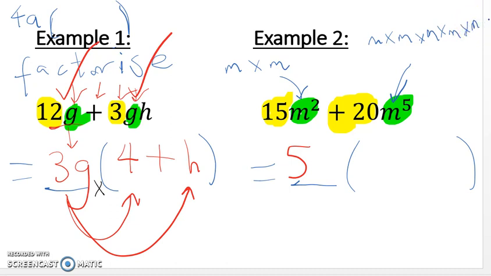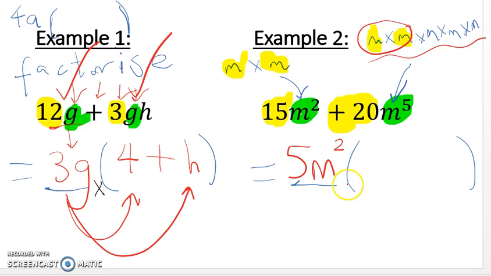Okay. So if I look at what's common in terms of m's, I've got one m in both of them. I've got a second m in both. I don't have any more common m's. So you can see that the m squared sits inside m to the 5. So I can take out the m squared. It is the highest common factor of m squared and m to the 5.